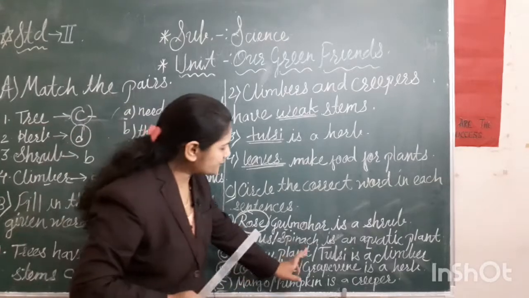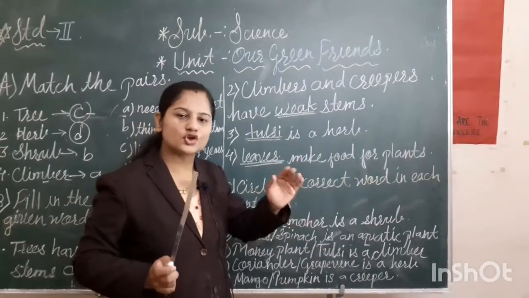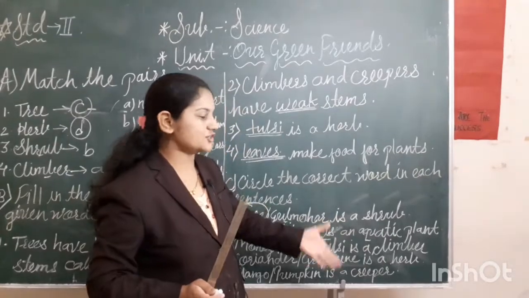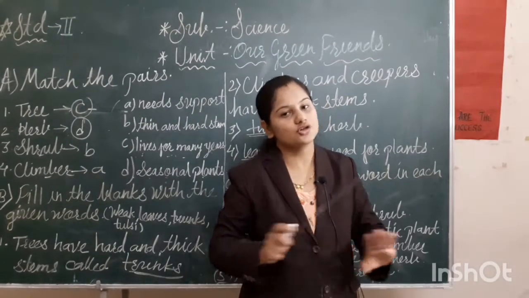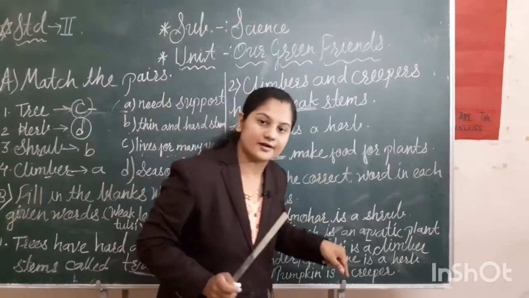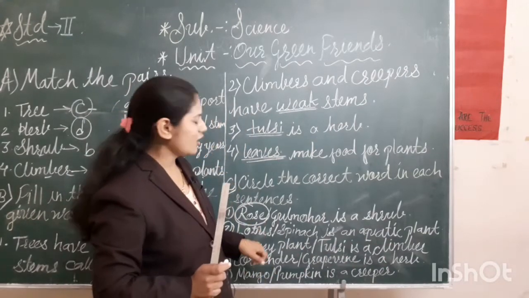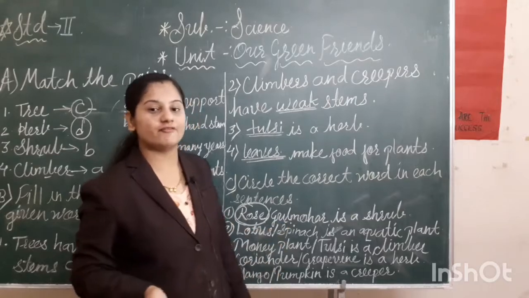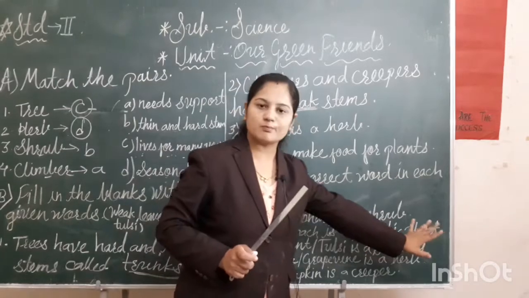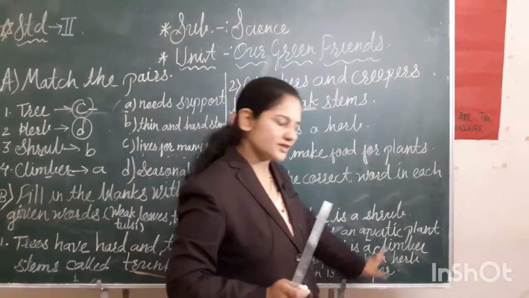Then lotus or spinach is an aquatic plant. Aquatic means the plant which grows under the water, not on the ground, not on the land. So tell me, does spinach grow under the water? No. Lotus, yes, we all know very well about the lotus. Lotus is the aquatic plant. That's why circle the lotus. Lotus is an aquatic plant.